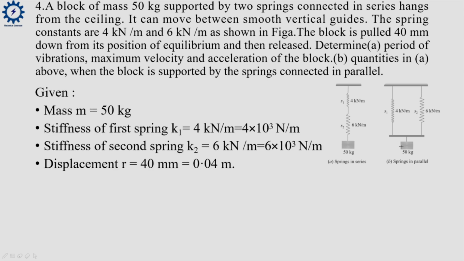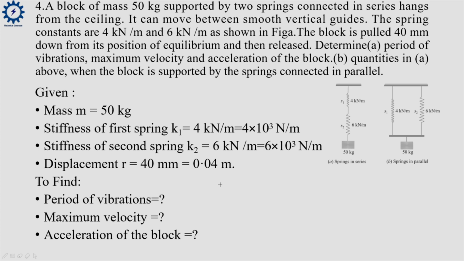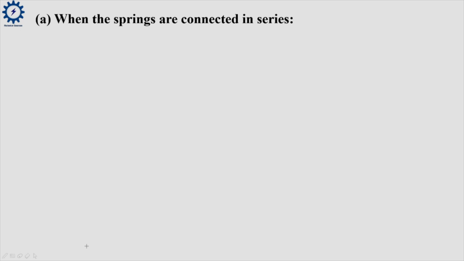Okay, so these values are given. Stiffness of spring K1 is 4 kN per meter, so in Newton per meter we have to multiply by 10^3. Mass is given, displacement is given. Write everything in SI unit. We have to determine period of vibration, maximum velocity, acceleration of the block in both series and parallel cases. So let's consider first series case.